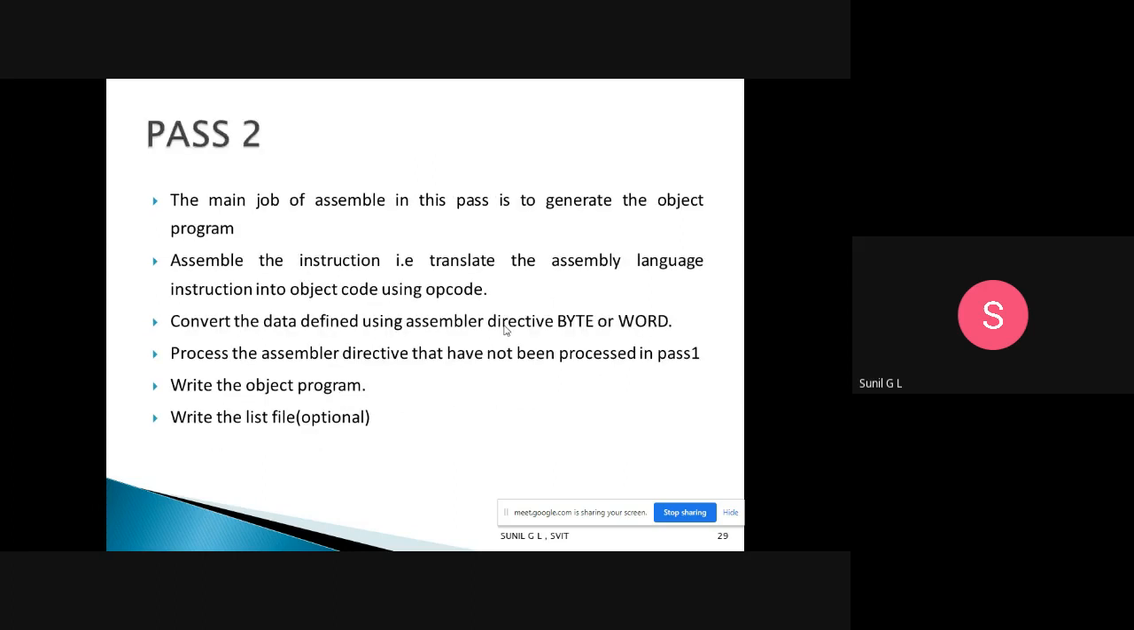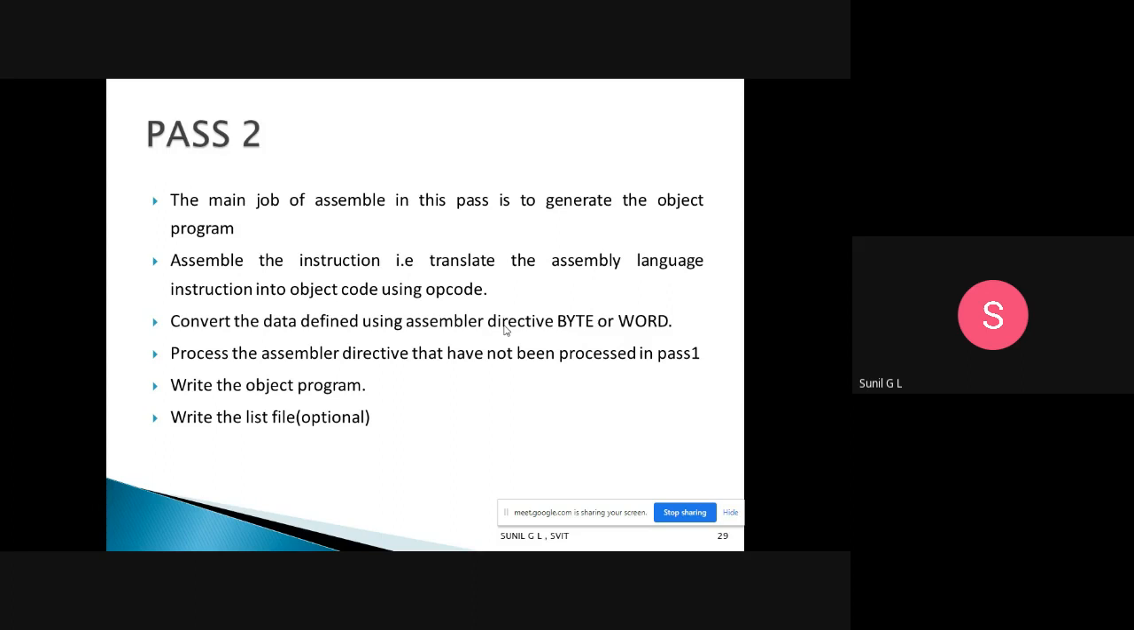In pass two, the main job of the assembler is to generate the object program. In pass one we are only assigning the addresses and taking the length of the assembler directives. In pass two, we convert from assembly level language to the object program. Here it will translate the assembly language instruction to object code using the OPTAB, the opcode table.